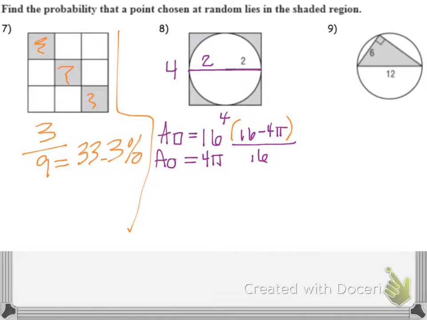And if you do that, you get 21.5%. Okay, and then number 9. And so here we need to get the area of the shaded part.